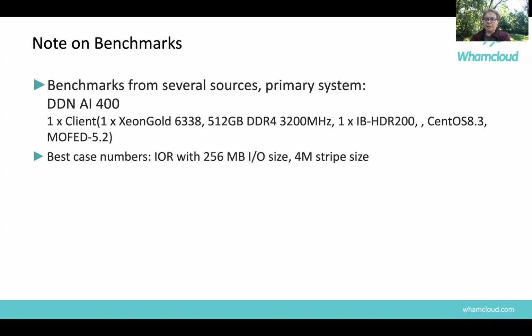So just real quick, little disclaimer, benchmarks. Most of our benchmarks were done with a DDN A i400 on the back end, and there's our client description, kind of pretty standard stuff, just a large client. Most of these numbers are with IOR. Actually, I think all of them are with IOR. So just, like I said, disclaimer, let's get moving.